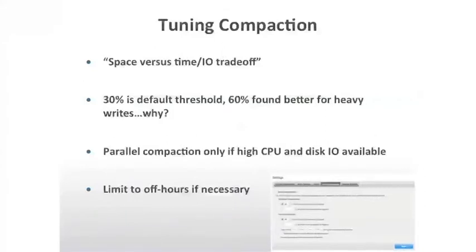And so leaving the default of 30% is fine. 60% we've found better for write-heavy or really update-heavy workloads. And this is because with update-heavy workloads, your fragmentation is actually going to grow faster, but you want to wait until it gets to a certain level before doing one big compaction that's going to have more of a benefit than doing lots of little compactions if it's constantly growing and constantly changing.